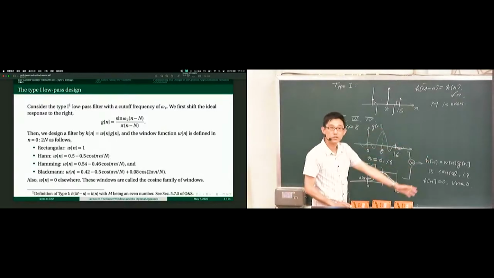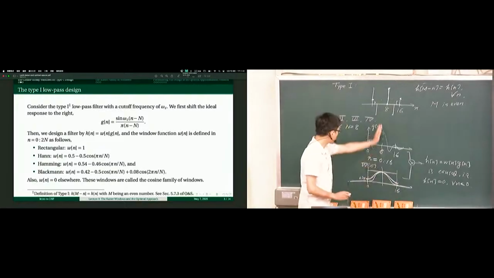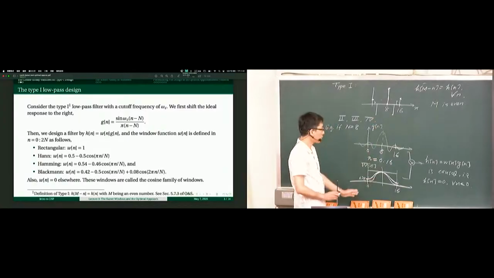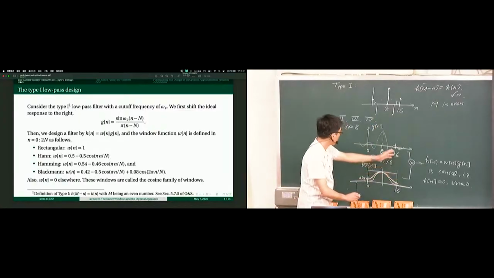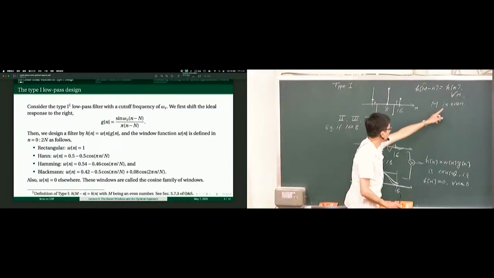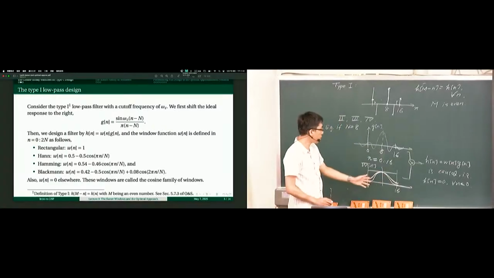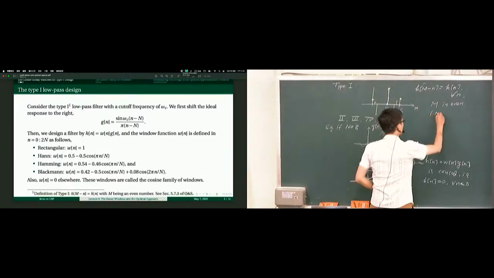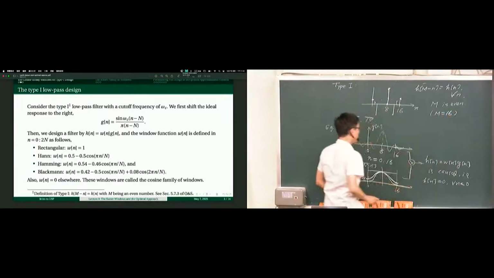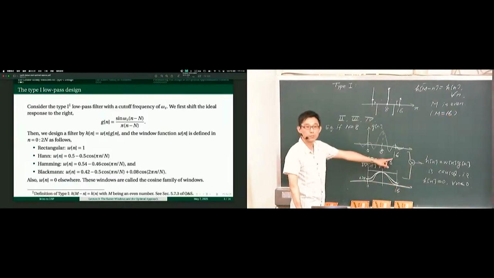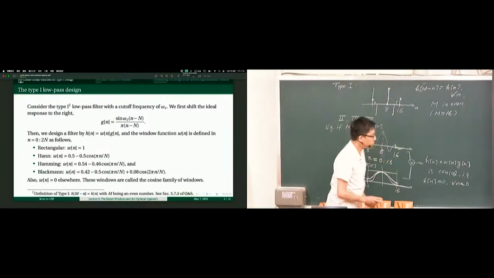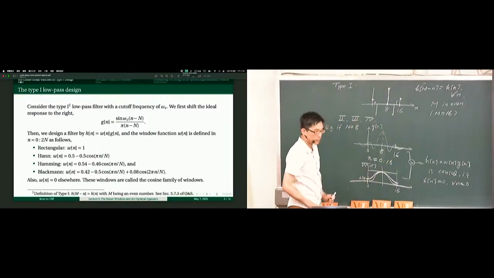You understand the definition of type 1. Okay, being evenly symmetric around the middle point. And also we require this big M to be an even number, and N plus 1 is in general the length of the filter. So here M is even, M equals 16, and time goes from 0 to 16, N plus 1. So we're going to stick to this picture.